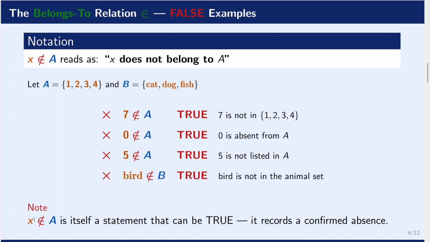Notice an important note at the bottom. The statement x does not belong to A is itself a statement that can be evaluated as true. It simply records a confirmed absence.